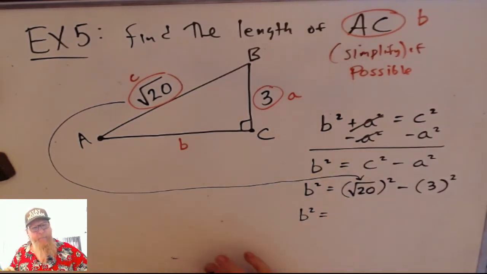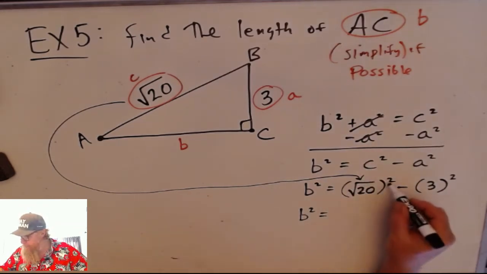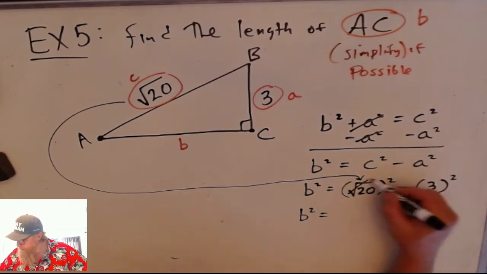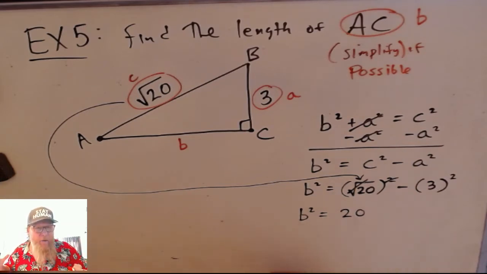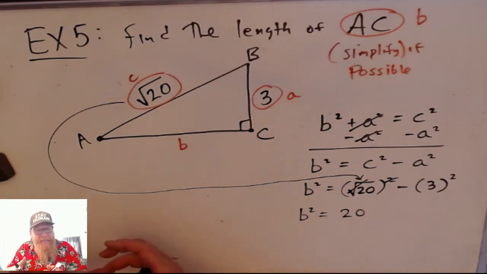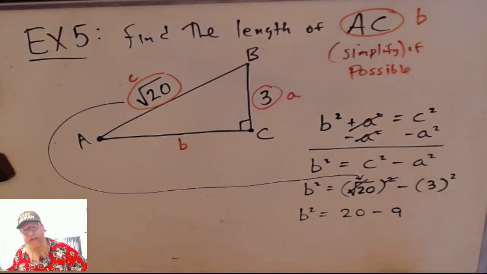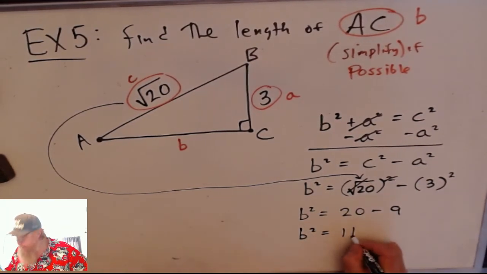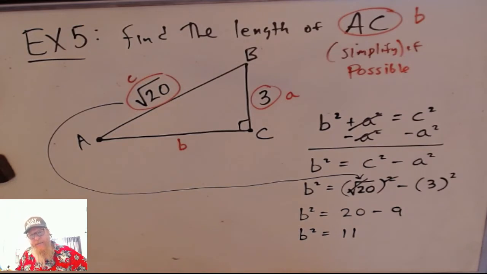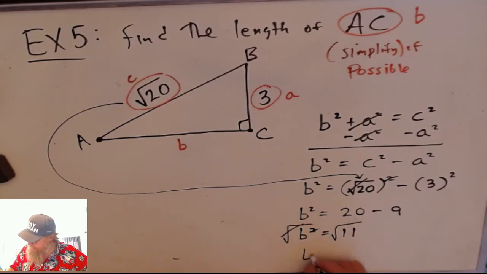Now we did this in 5.7, right? Before we even learned the Pythagorean theorem, we were just generally learning how to do this. If you square something that's already a square root, it's called extracting. So you do not actually square the radicand. You just extract it, and that's what you have as 20. Now this one you're actually squaring because it's 3 squared, which is 9. B squared is 11. Square root both sides. So b is the square root of 11.